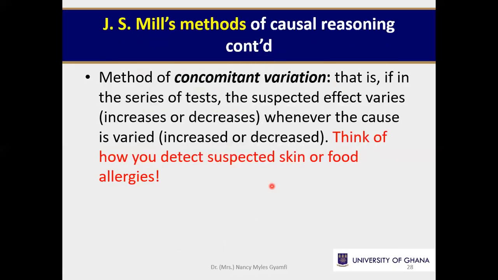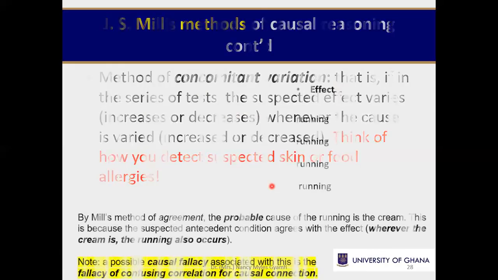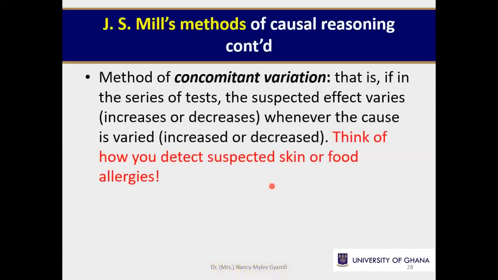Then the very last one of J.S. Mill's methods of causal reasoning, causal explanation, is what? Concomitant variation. One of the students told me, critical thinking is nice, but the words you have to know, there are too many. I said, don't worry. Now, your surname, you too have a long surname.